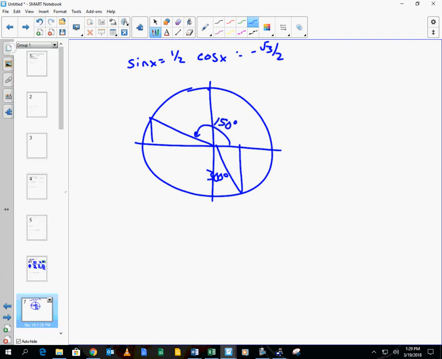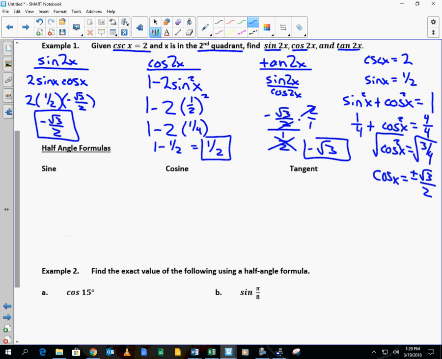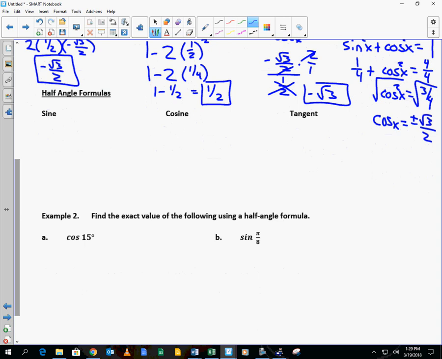Is sine positive or negative in the fourth quadrant? It is negative. Is cosine positive or negative? Is tangent positive or negative? See? Now, we didn't tell you that it was 150 degrees. That's something you could try to work through and think out on your own, but there it is. Okay. All right.